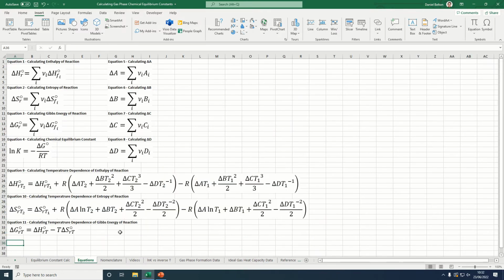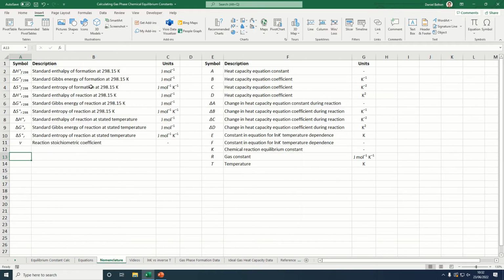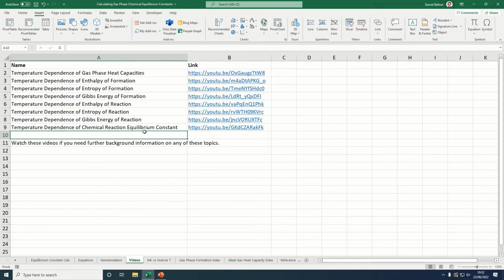Okay, all the equations that are used here are shown on this tab, and all the symbols that are used are shown on this tab here. So if you're unsure about anything, you can always come and cross-reference and look at things. There's also videos if you want to get further information about the background of any of these concepts. You can go and watch one of those or all of those.